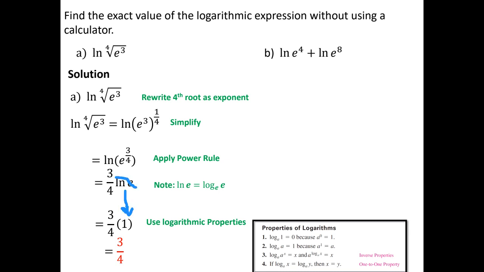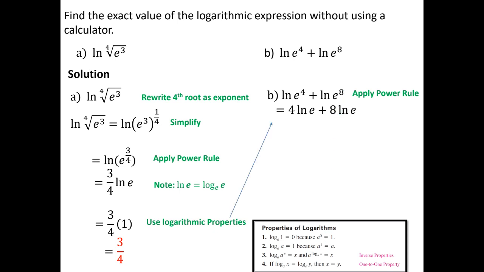Let's try the next one here. So we have natural log of e to the 4th plus natural log of e to the 8th. So we're going to apply the power rule, which tells me that I can take my exponents to the front. So I have my 4 here, and then I have my 8. And so now I can use logarithmic properties. So natural log of e is 1, natural log of e is 1, 4 times 1 is 4, and 8 times 1 is 8. So I get 12.